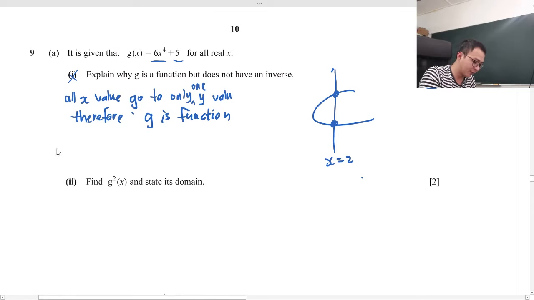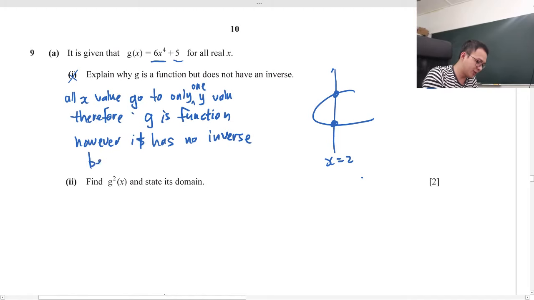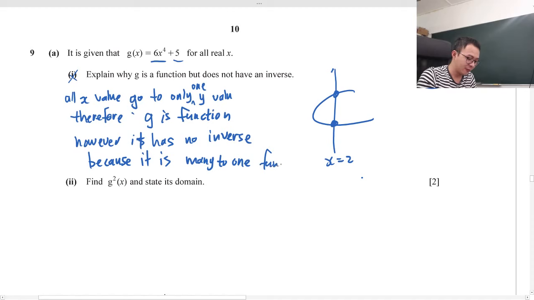However, it has no inverse because it is a many to 1 function. Because we know inverse only happens when it is 1 to 1. A many to 1 function cannot have the inverse.